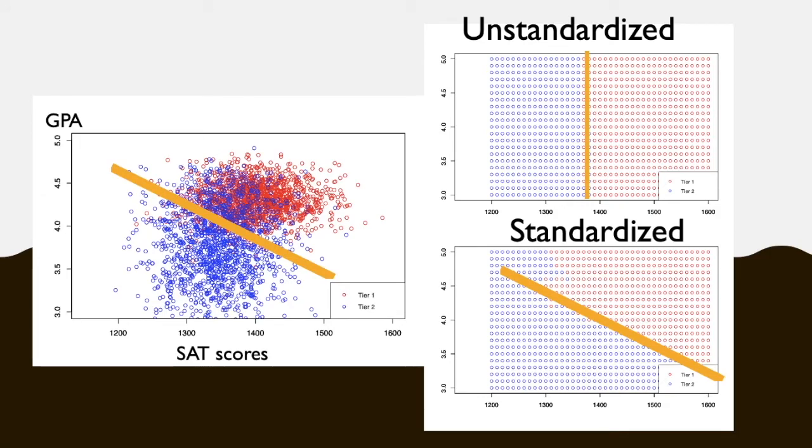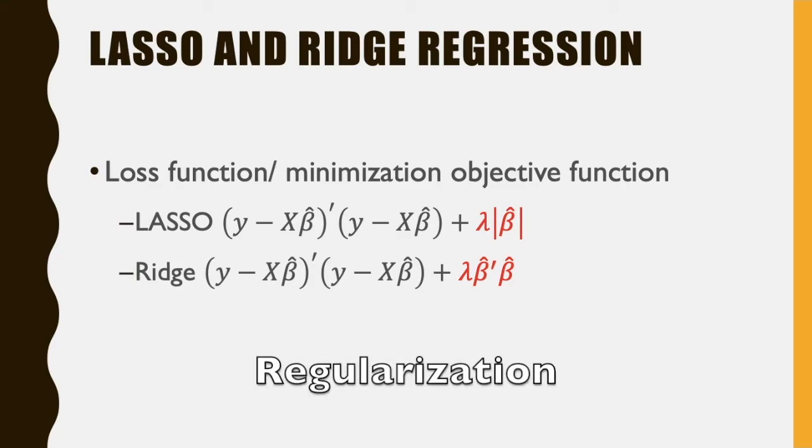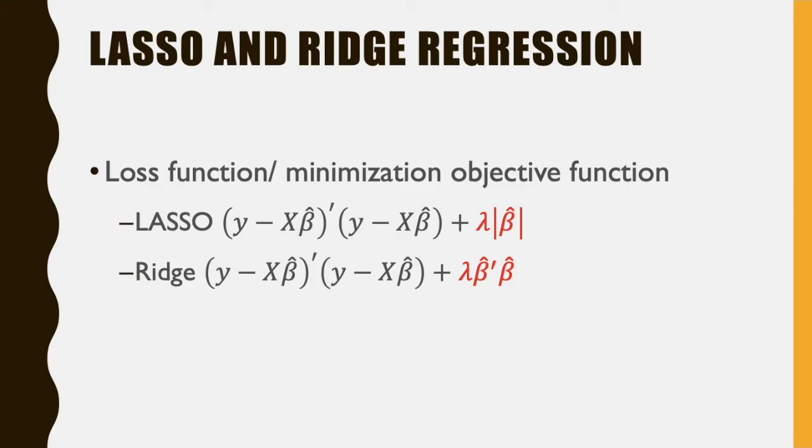Okay, let's move on to another machine learning method, LASSO and ridge regression, or in other words, the regularization method. Recall that the loss function, or the minimization objective function, of LASSO and ridge regression involves the absolute value of beta hat or the square of beta hat. Therefore, the magnitude of beta hat will shift the minimum point and hence affect the regression result.